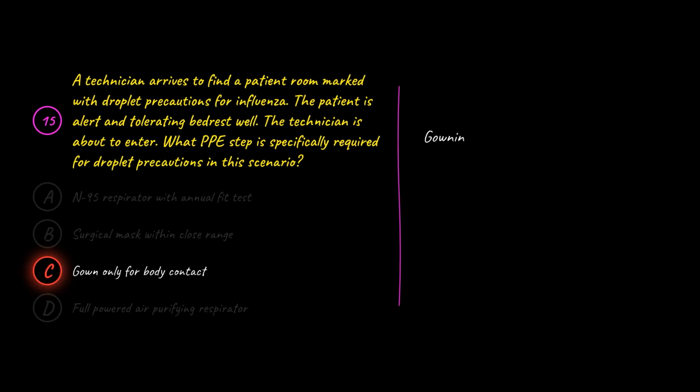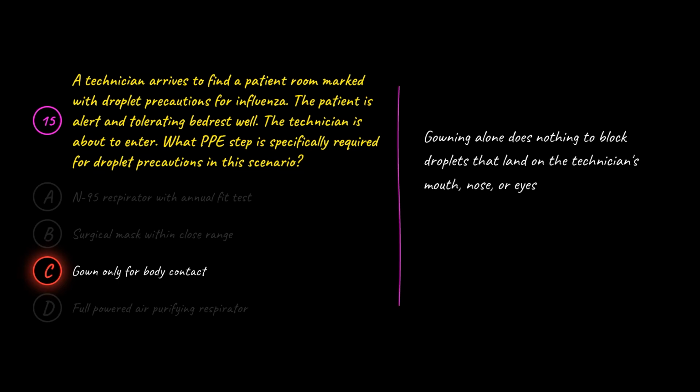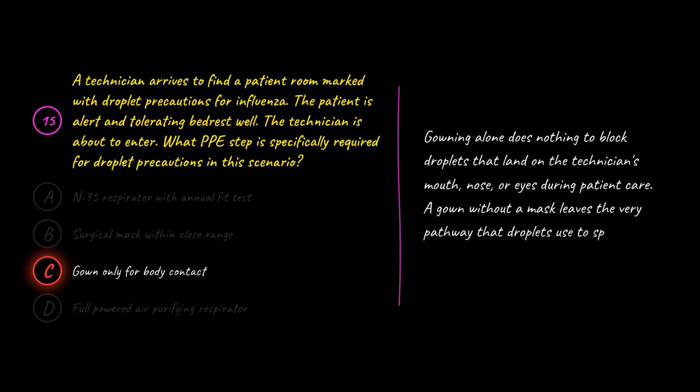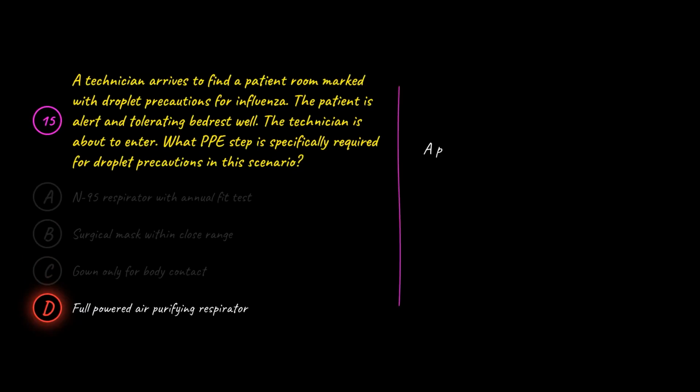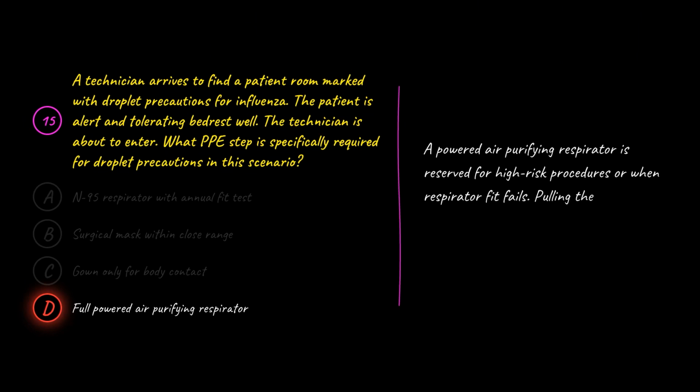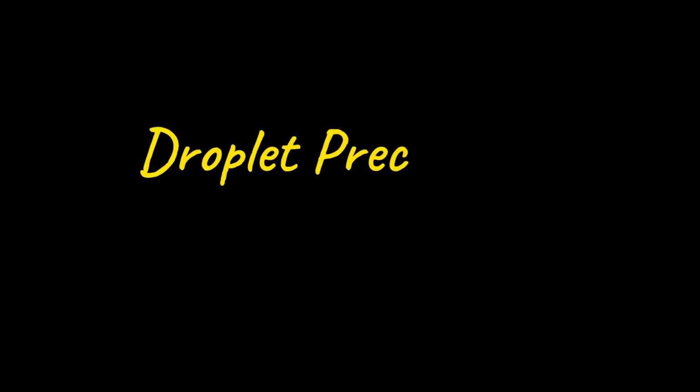C is wrong because gowning alone does nothing to block droplets that land on the technician's mouth, nose, or eyes during patient care. A gown without a mask leaves the very pathway that droplets use to spread between people. D is wrong because a powered air purifying respirator is reserved for high-risk procedures or when respirator fit fails. Pulling the highest level of protection for routine droplet care wastes resources and adds bulk to the visit.